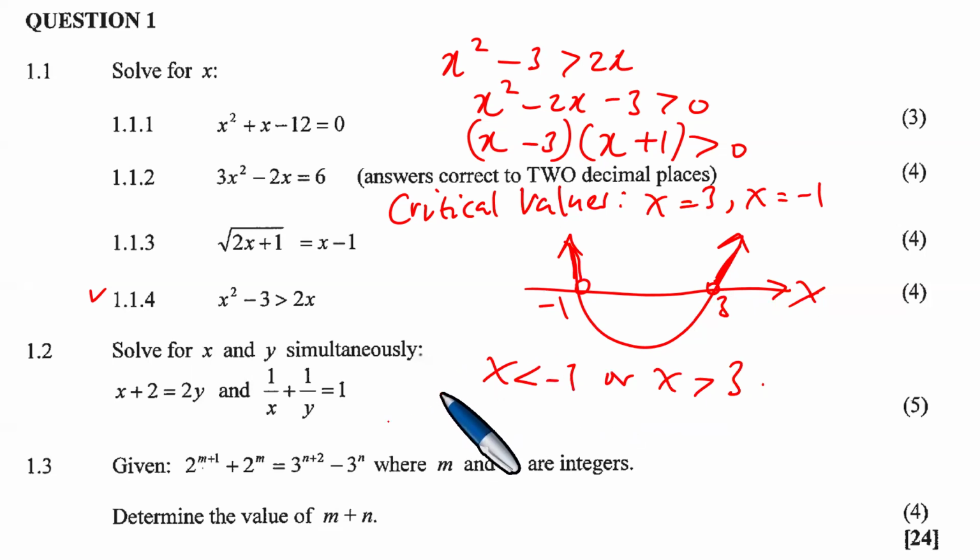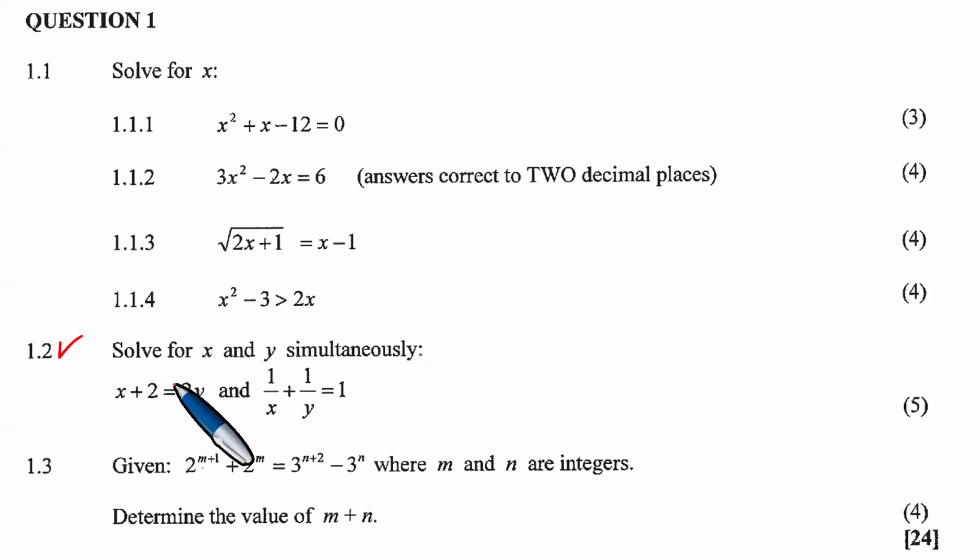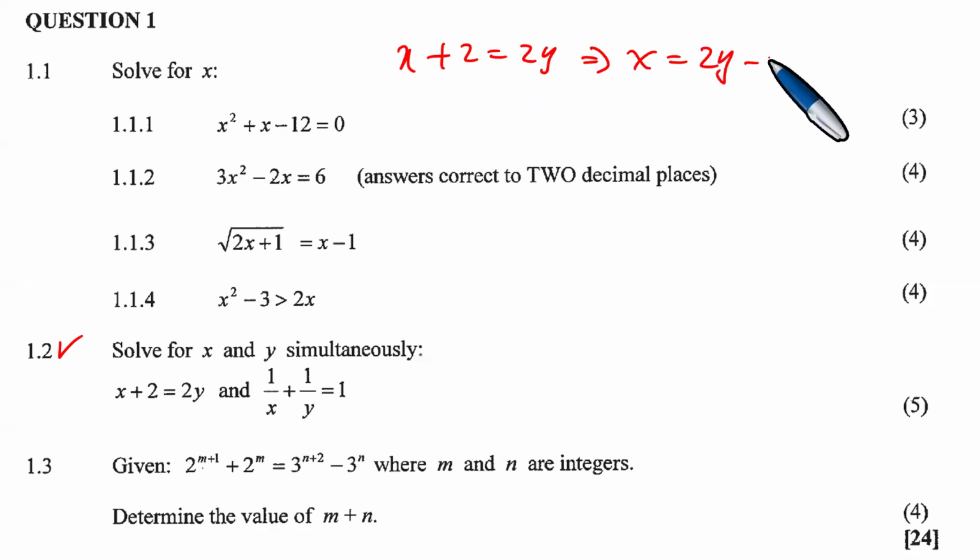Next question, we'll look at 1.2. Solve for x and y simultaneously. We need to solve these particular simultaneous equations. To solve them, we write first the equation x plus 2 equals 2y, and we can see, therefore, that x is equal to 2y minus 2. This is the first equation. What have we done? We took the 2 and transposed it to the other side, and it became negative.